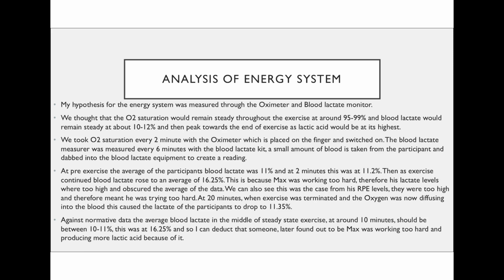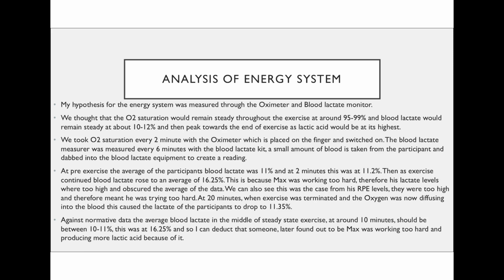At pre-exercise, the average of the participant's blood lactate was 11%, and at 2 minutes this was at 11.2%. Then, as exercise continued, blood lactate rose to an average of 16.25%. This was because Max was working too hard, therefore his lactate levels were too high and obscured the average of the data. We can also see that this was the case from his RPE levels. They were too high and therefore meant he was trying too hard.